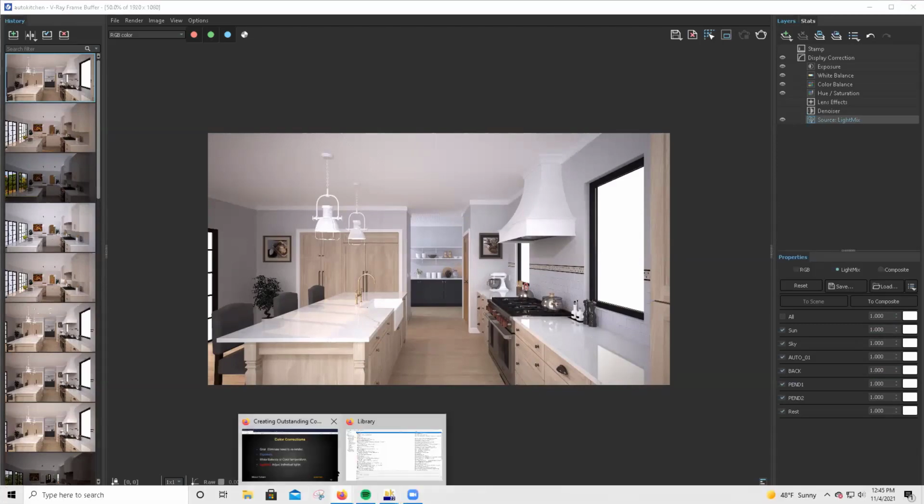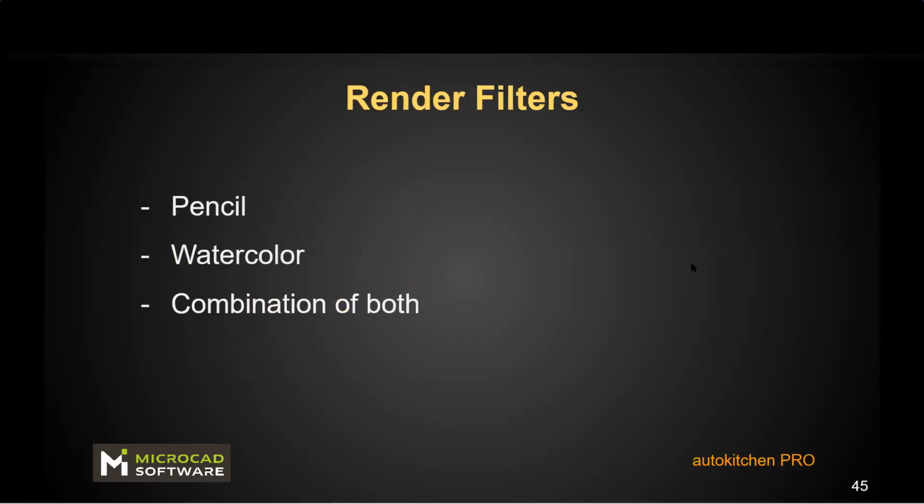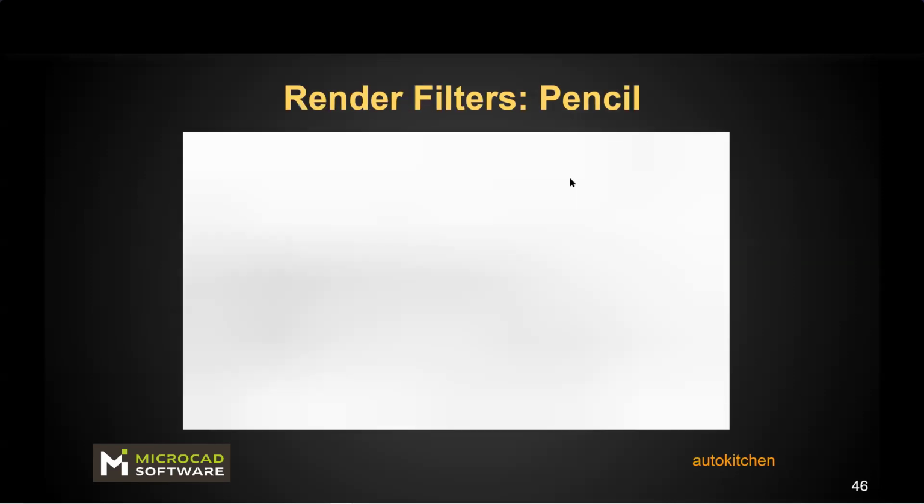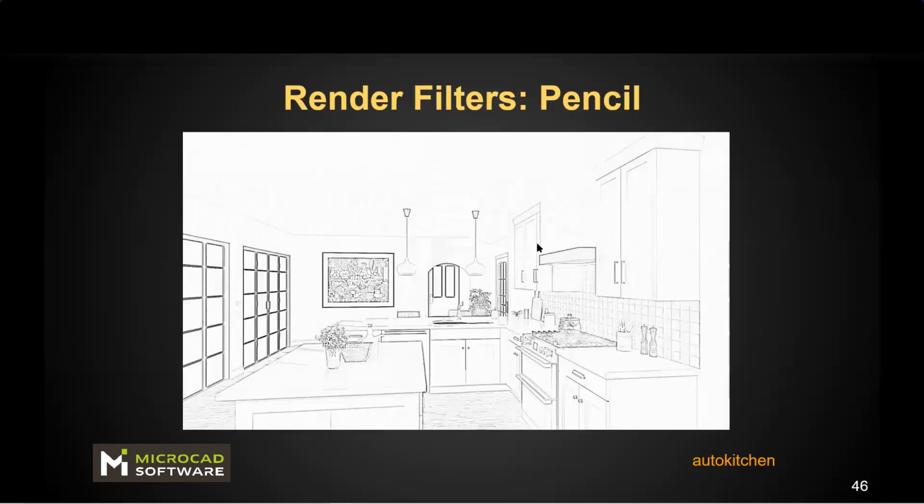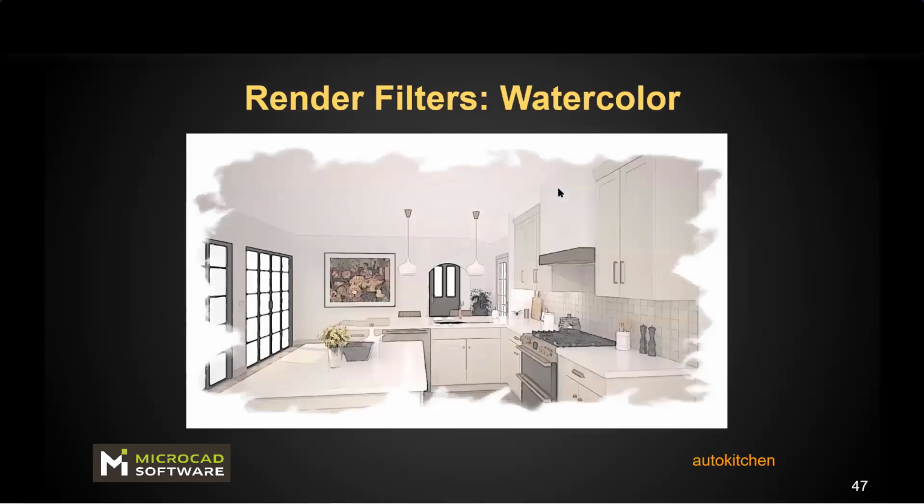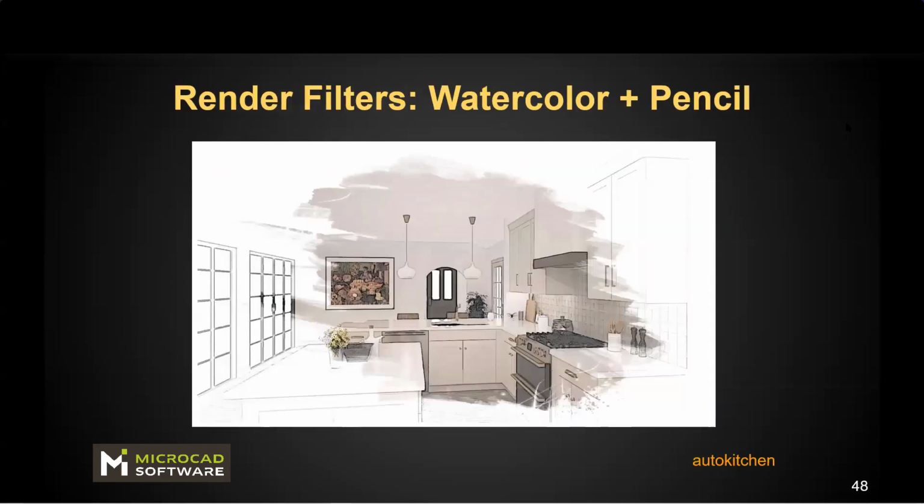Let me go to, I think this is the bulk of what I wanted to cover today. There are render filters that some people like because they look artistic. Those are also available in AutoKitchen. You can create from the same render a pencil finish, a pencil looking. It looks like somebody did it using a paper and pencil, hand drawn, exactly. This would be a watercolor, and this will be a combination of both the pencil and the watercolor. The good news is that these things take literally 5 or 10 seconds, so they're super fast.